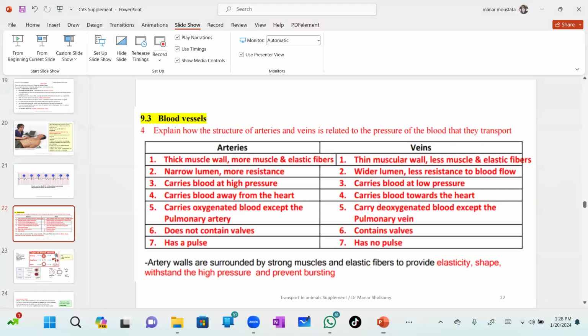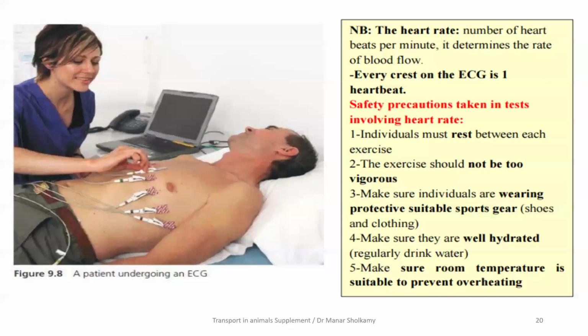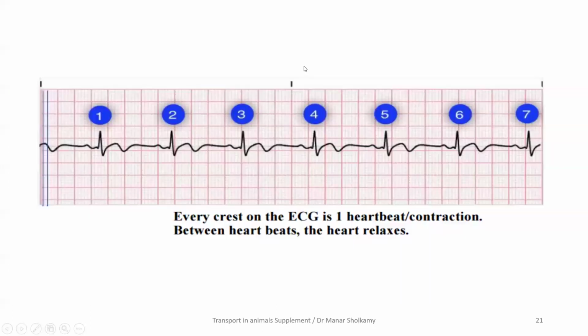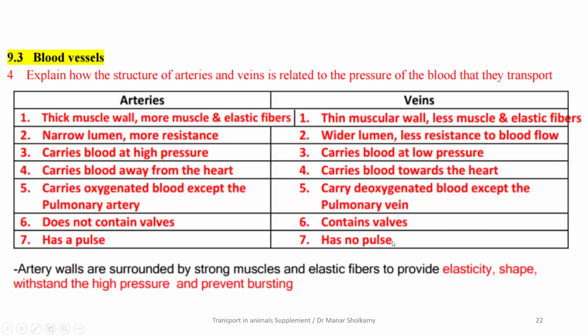Okay. So we talked about the electrocardiogram and the precautions that you have to put in consideration during an investigation involving exercise. This is the electrocardiogram. Every crest is a heartbeat or contraction, and between the heartbeats, the heart is relaxing. Okay, we did talk about arteries and veins in class, and we compared between them. If you have any questions, ask me. This is objective 4.